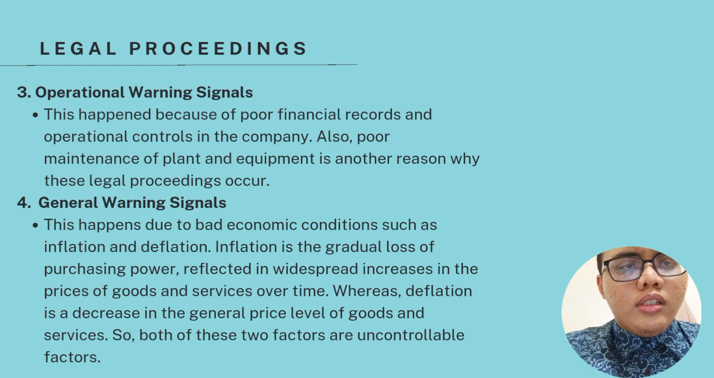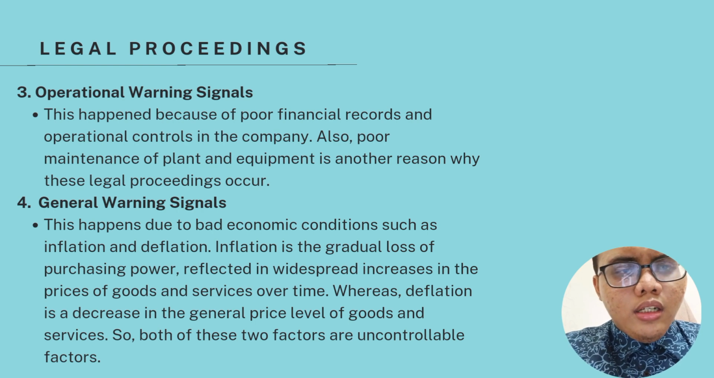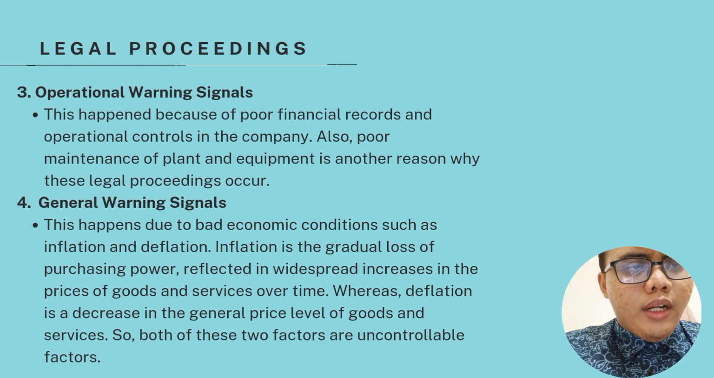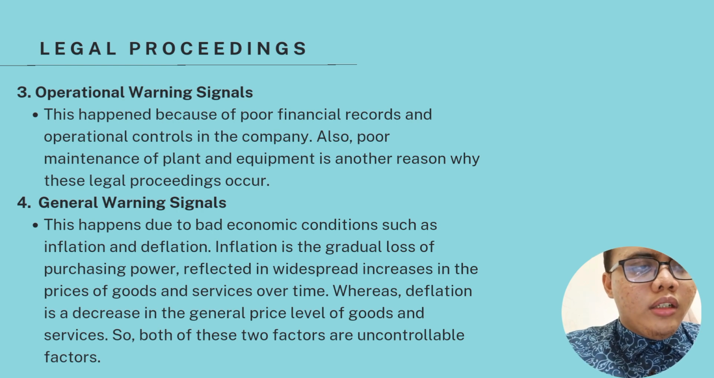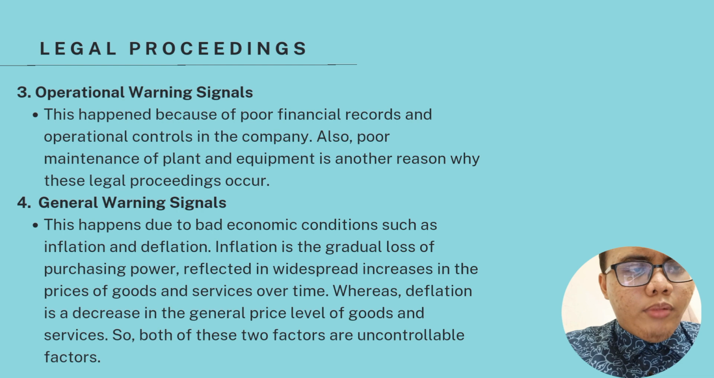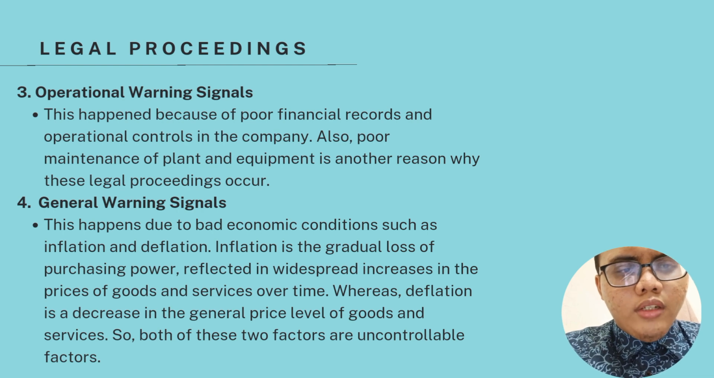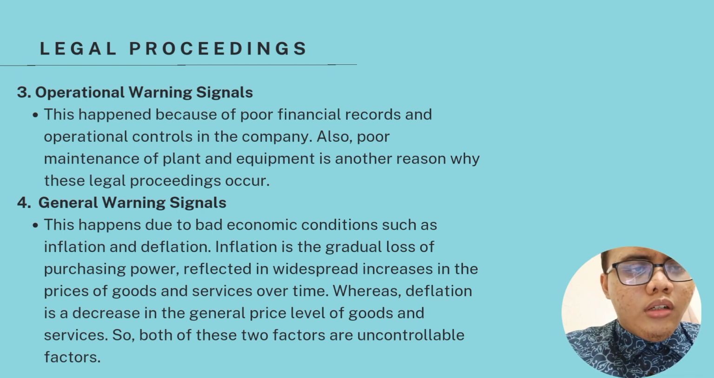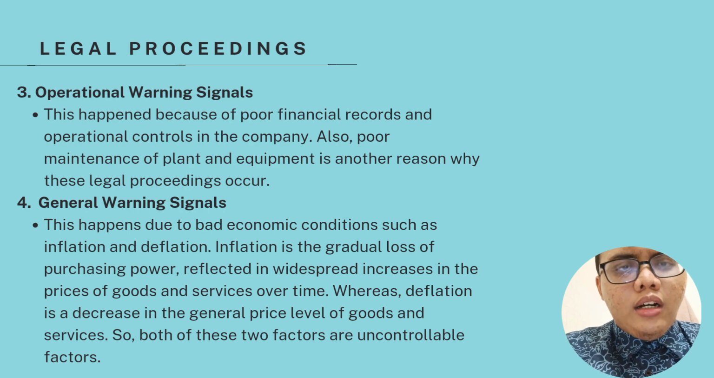The fourth step is general warning signals. This happens due to bad economic conditions such as inflation and deflation. Inflation is a gradual loss of purchasing power reflected in widespread increases in the prices of goods and services over time, whereas deflation is a decrease in the general price level of goods and services. So, both of these 2 factors are uncontrollable factors.